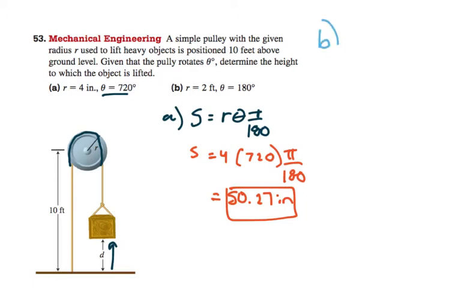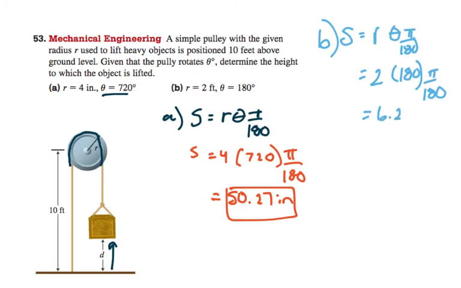And then for part B, it's the same idea, only now we have 2 feet times our theta times pi over 180. Guess I should have put that as an r first. And so 2 is put in for our radius, 180 is put in for our theta, and then pi over 180. So multiplying that out, we get 6.28 feet, and that was in feet because they gave you a radius of 2 feet. So whatever distance the radius is in, that is the distance that's going to be used for the arc length once you find it.